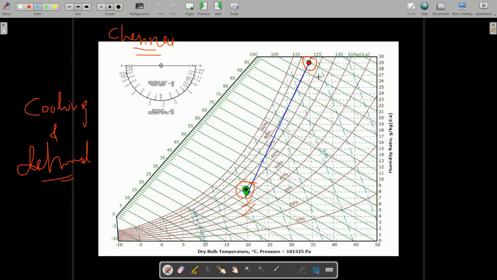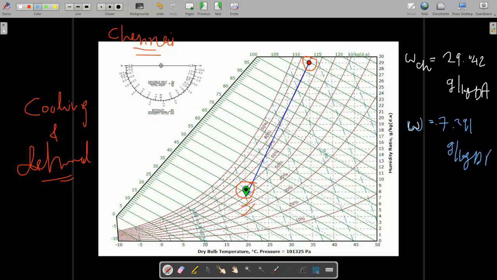And here we can write the specific humidity in Chennai, as initially it is 29.042 gram per kg of dry air. And what is our required comfort condition that we already found is 7.291 gram per kg of dry air. So we have to remove this. Take the difference, and whatever value comes, that much amount of moisture we have to remove.